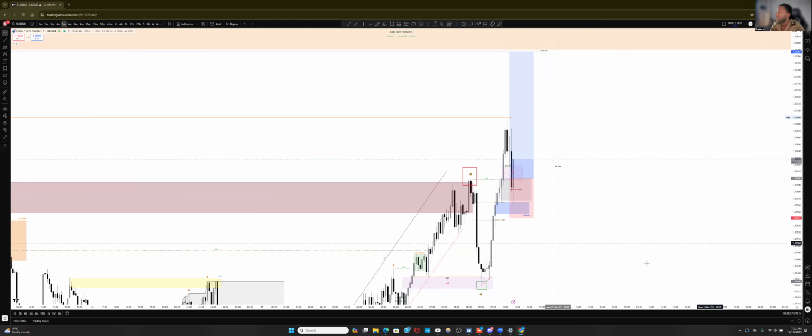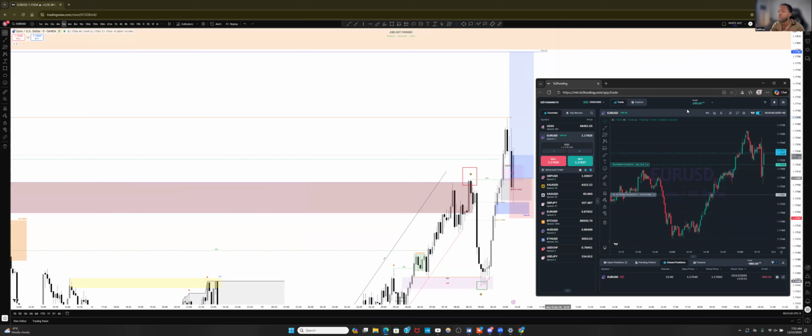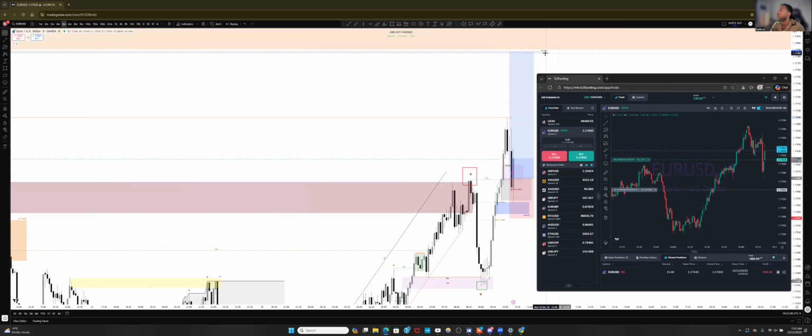Right now we're currently in that trade. Let's see if I can get it on the screen. We're currently in that trade. We're roughly $252 in profit, as you can see here. So that trade is running. Let's see if we can hit our TP right above here at the previous day high.